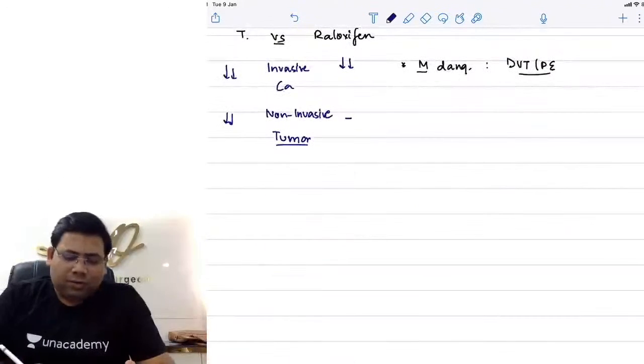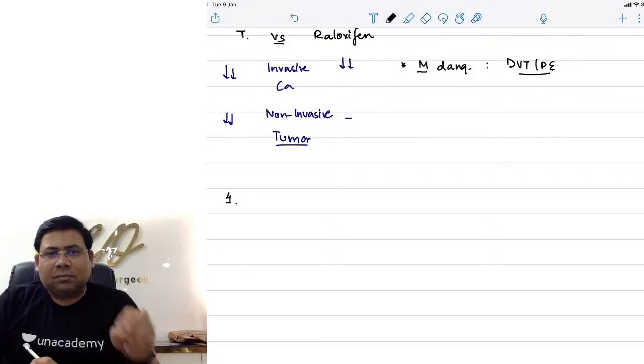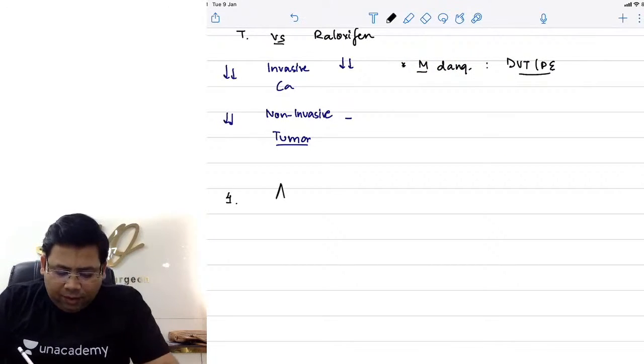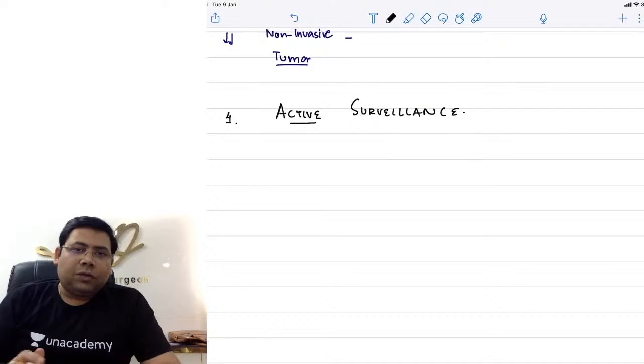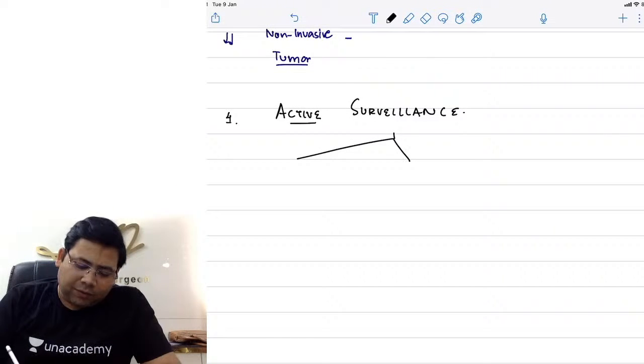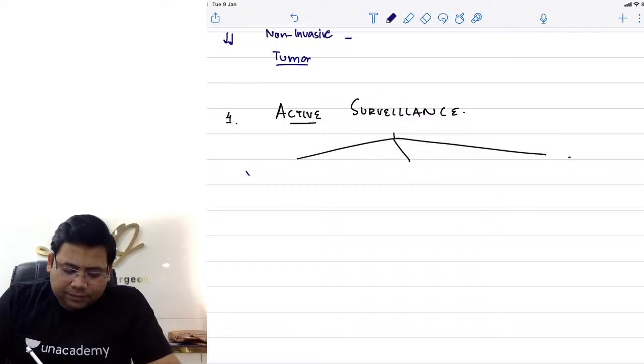She said, no, doctor, please don't get me puzzled. Tell me something which is safest. I said, ma'am, then you will have to take active participation in your own treatment, and that is known as active surveillance. You and I both will keep an eye on the tumor. And what is the concept of active surveillance? Let us see. This is very, very important.